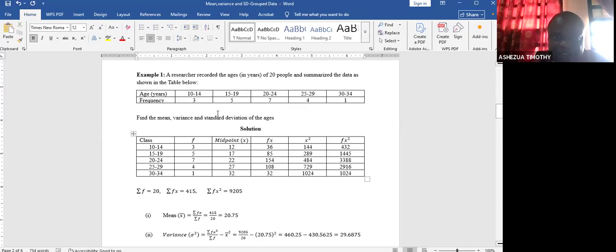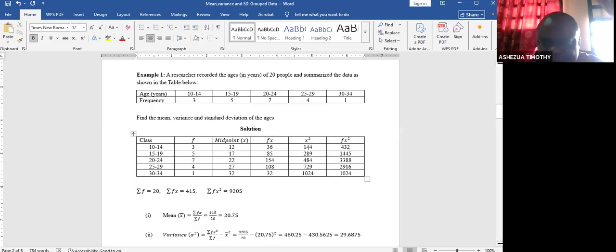So for the class, just like in the question, we have them here, 10 to 14 down to 30 to 34. We have the frequency here, and the midpoint. How we got the midpoint is that for this class 10 to 14, all you need to do is say 10 plus 14, which will give you 24, divide by 2, and that will give us 12 here. And quickly, without waste of time, how to get fx, all you need to do is multiply 12 by 3, that will give you 36.